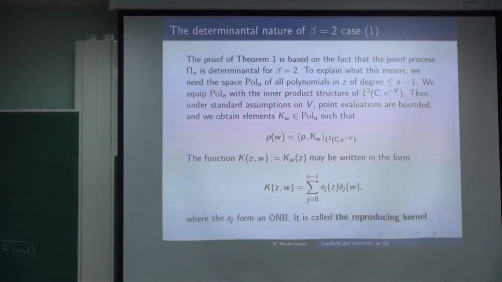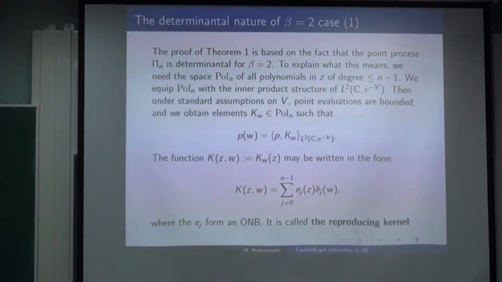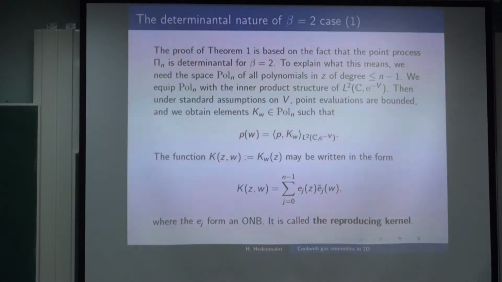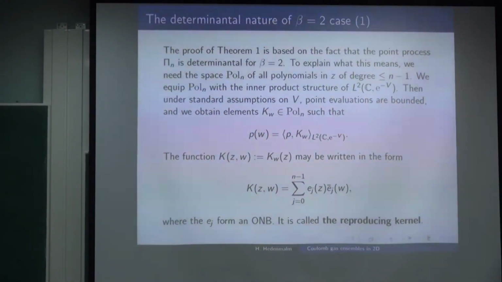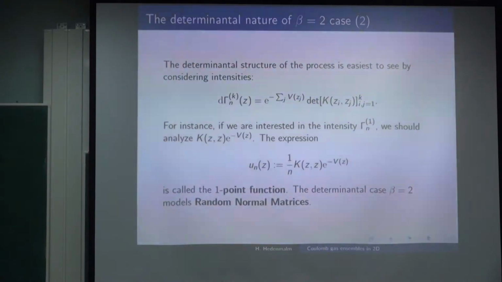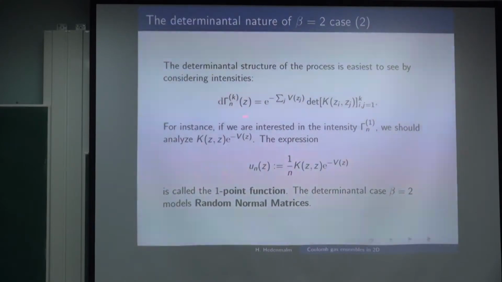And this kernel K is called the reproducing kernel. If you're interested, I could tell you that it depends, of course, on the potential V, and it also depends on the dimension n. N is the dimension of the space of polynomials. All right, now I told you about the intensities, but why they're natural is, one reason is that you get this beautiful formula for the corresponding intensity.